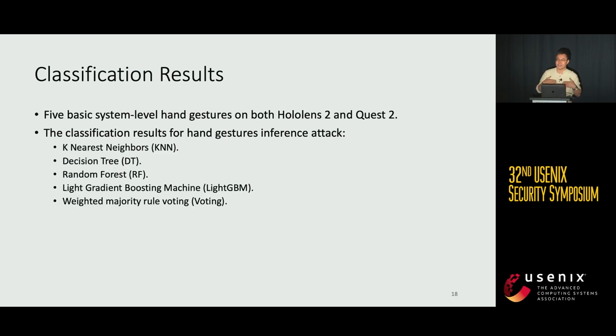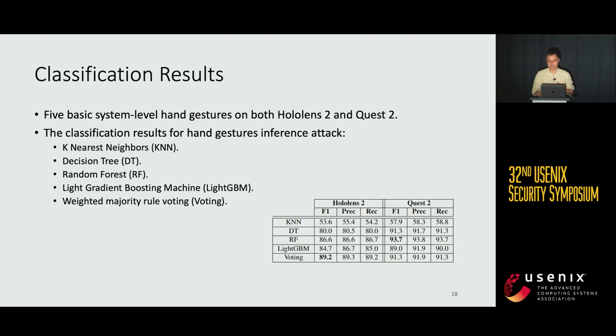Because they're different, it gives us a chance to classify what kind of hand gesture the victim is using. We profile 5 different hand gestures on 2 devices. We train a standard classifier for the inference attack, and the performance is really good, almost 90% accuracy for the F1 score.